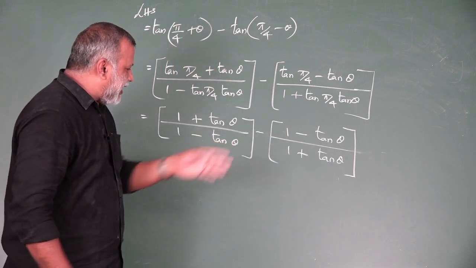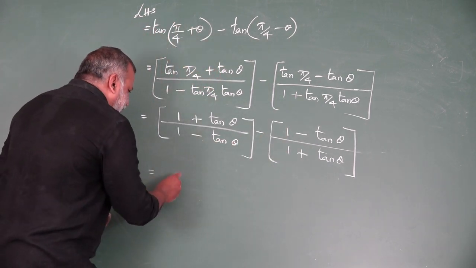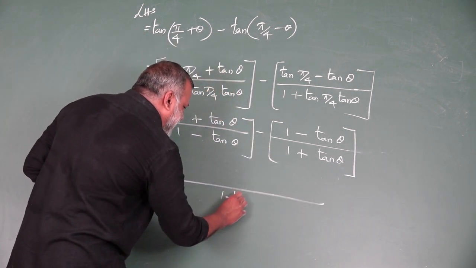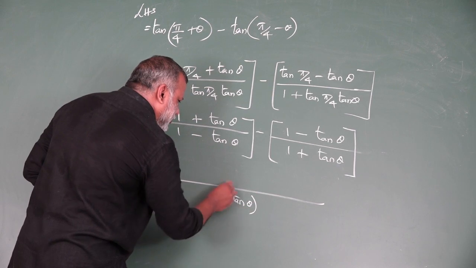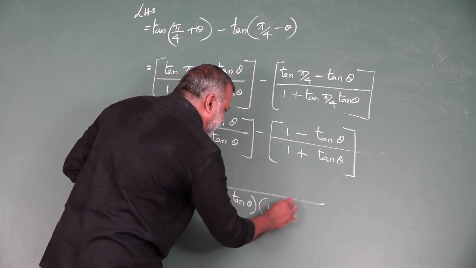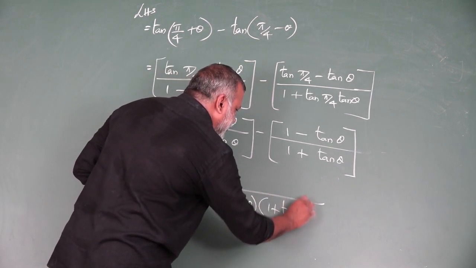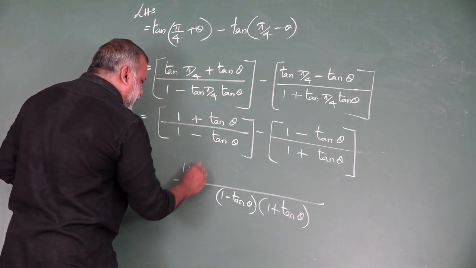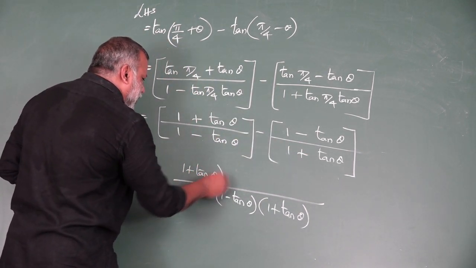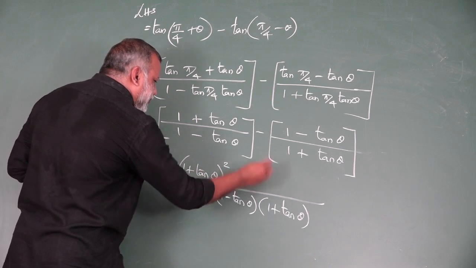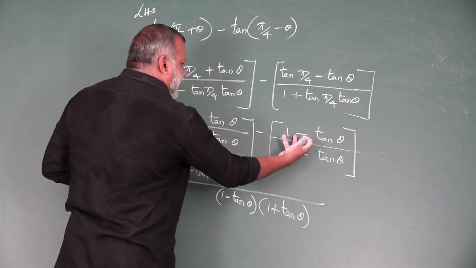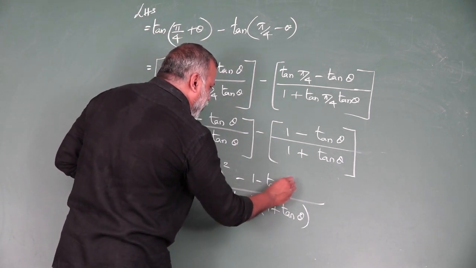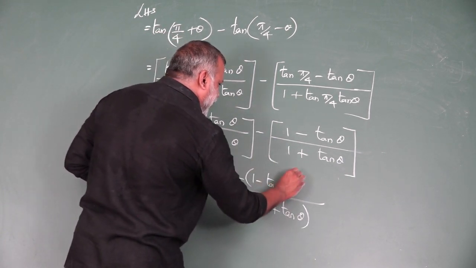See here, different denominators, therefore we need to take the LCM. Different denominators, 1 minus tan theta, again 1 plus tan theta. So this 1 plus tan theta, again multiplied with 1 plus tan theta, we can get 1 plus tan theta the whole squared, minus this 1 minus tan theta, again multiplied with 1 minus tan theta, we can get 1 minus tan theta the whole squared.